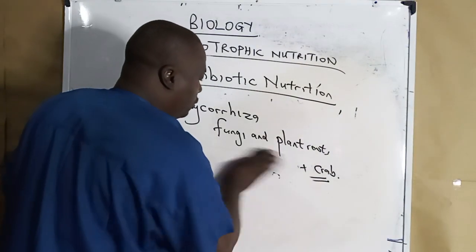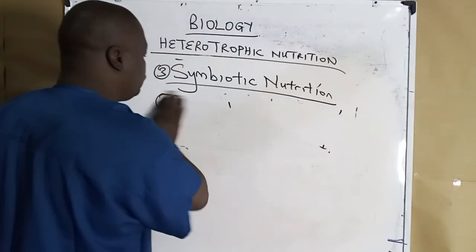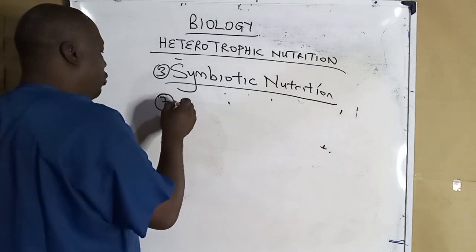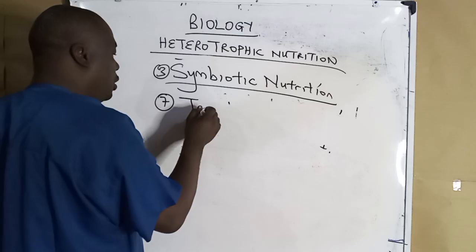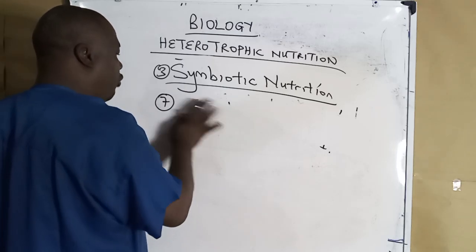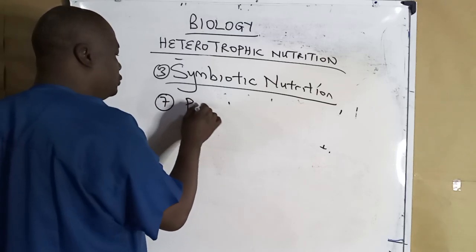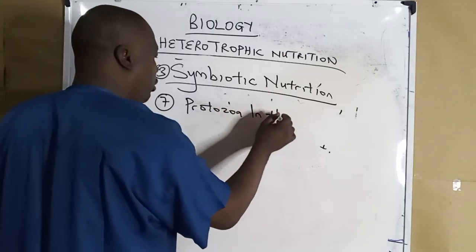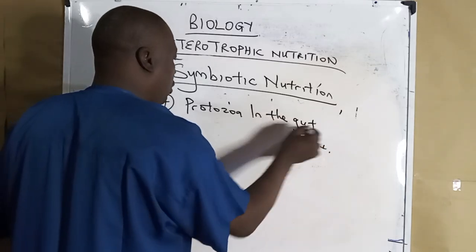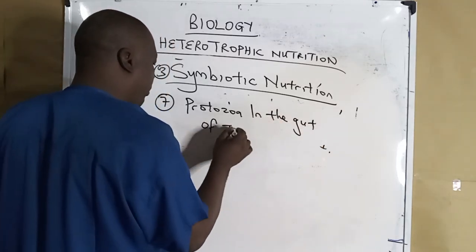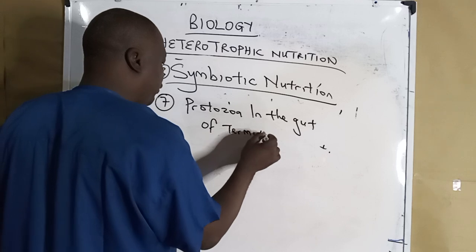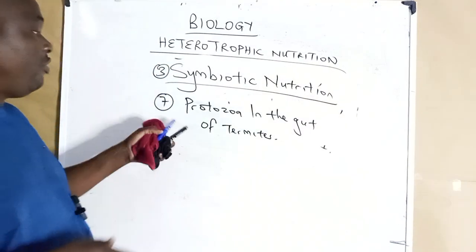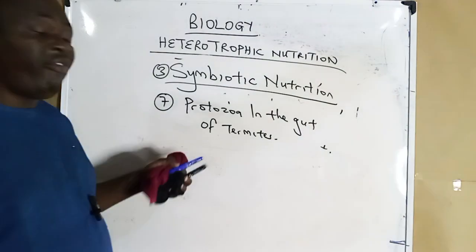So moving on now. The last one under this association, number 7, is termites and protozoa in the gut of termites. Termites mainly feed on wood and can't digest this wood, but protozoa contain the digesting enzyme called cellulase.